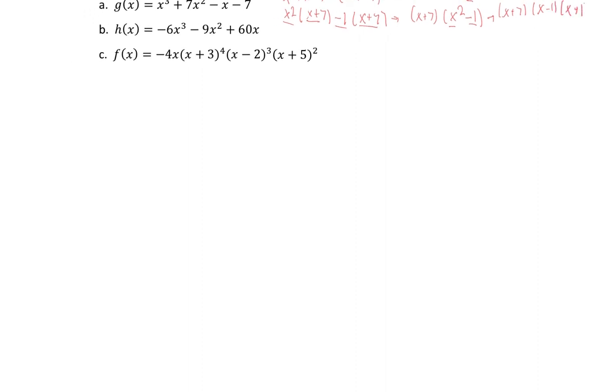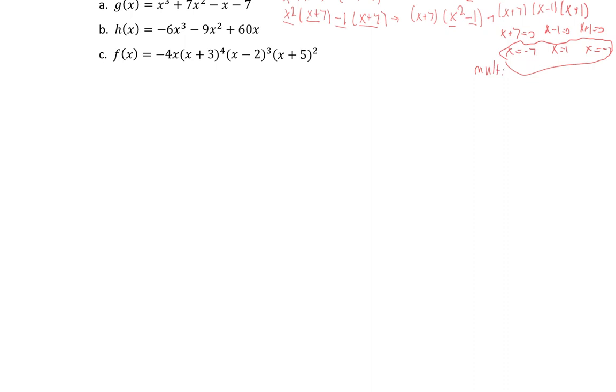x plus 1. So our zeros of this, to set each of these equal to 0: x plus 7 equals 0, you get x equals negative 7; x minus 1 equals 0, x equals positive 1; x plus 1 equals 0, x equals negative 1. So these are our zeros. Circle those. And then our multiplicities, I'll just put each of those under.